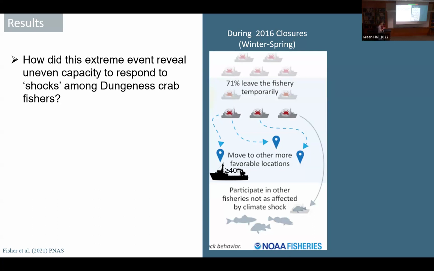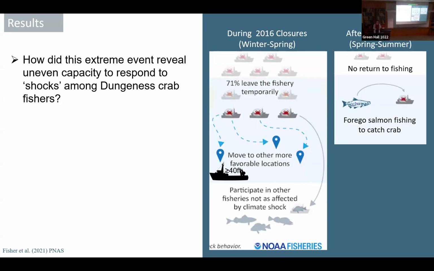And then finally, some of the vessels which had traditionally landed catch up in Northern California took advantage of that staggered opening structure to move down into Central California and catch crab, where the crab fishery opened up earlier. And these were almost exclusively larger vessels, greater than 40 feet in length.